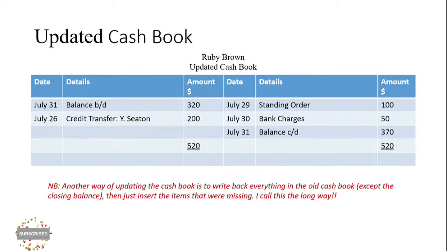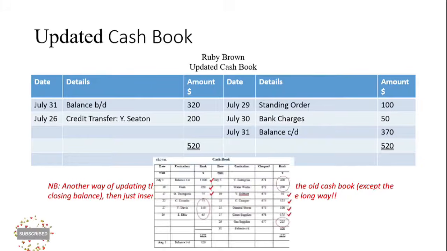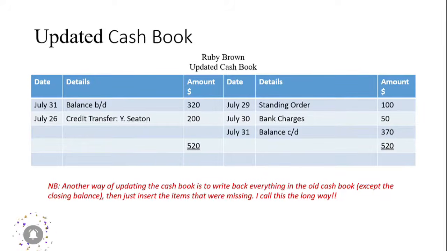Alright, now there's another way of updating the cash book, which is what I call the long way, right? And you can write back everything that was in the old cash book. Write back everything, everything as is. The only thing you wouldn't write in is the closing balance, because you're going to get a new closing balance. So you write back everything in the old cash book and just put in these 3 items that were missing, and then you balance it off again, right? I call that the long way because obviously you have more writing to do. Alright, so you can decide whichever way you want to use.